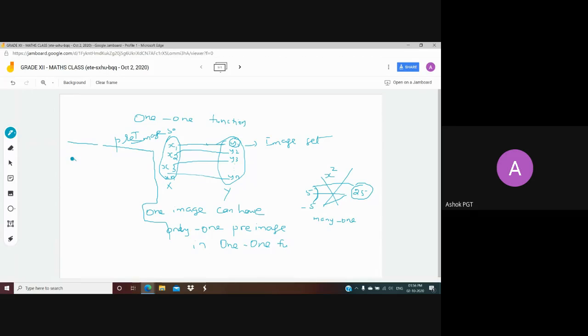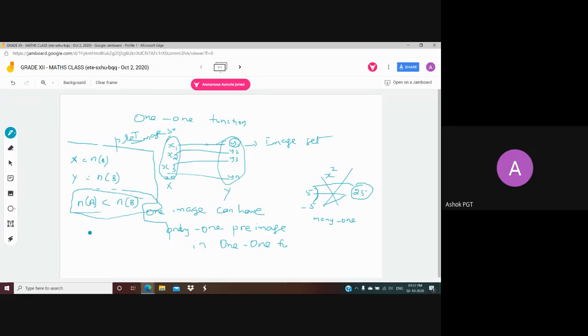Now, let us say the input set is X. Number of elements in the set is n(A). And Y is the output set. Let us say this is n(B). Now, my question is, can I have n(A) less than n(B)? Can I have a one-one function like this? This is my question.